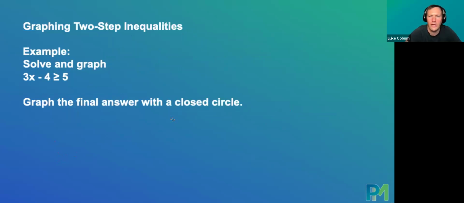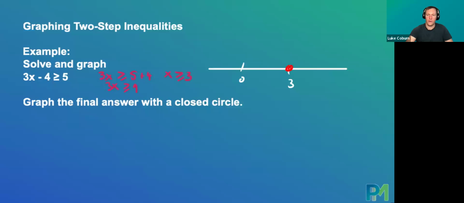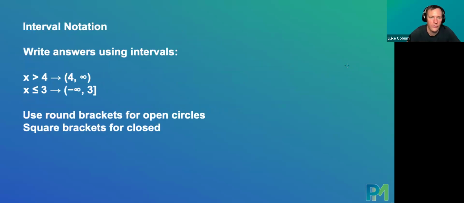Okay, so we have another one. 3x minus 4 is greater than or equal to 5. So let's do that. So that's 3x is greater than or equal to 5 plus 4, and then that means that 3x is greater than or equal to 9, and that means that x is greater than or equal to 3. And let's just change the color. So we have our number line, we have our 0, we have our 3, and we could be equal to it, but then we're going to be equal or greater than that. And it's a graph with a closed circle.